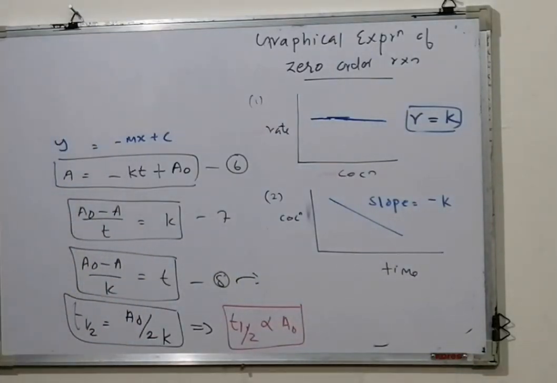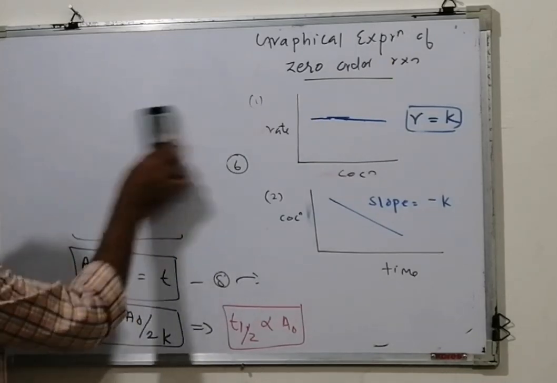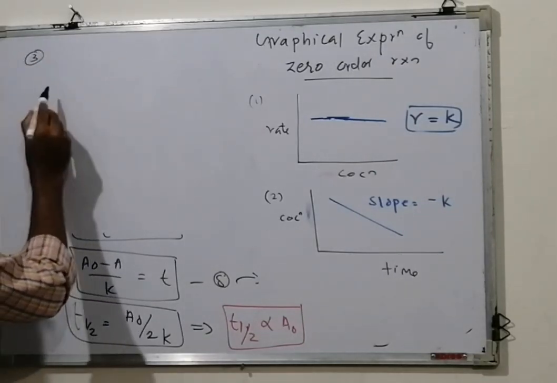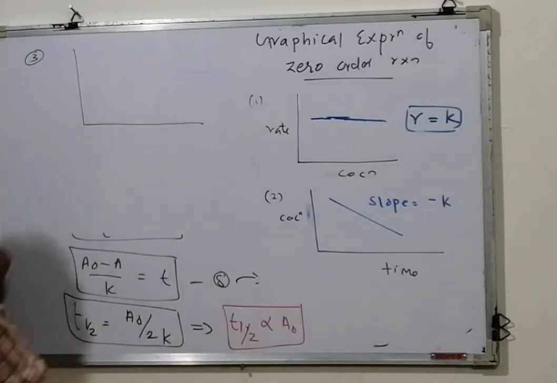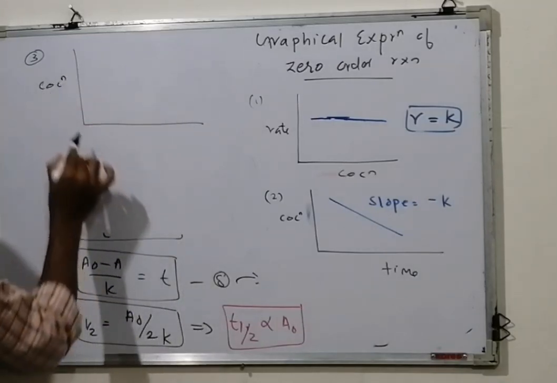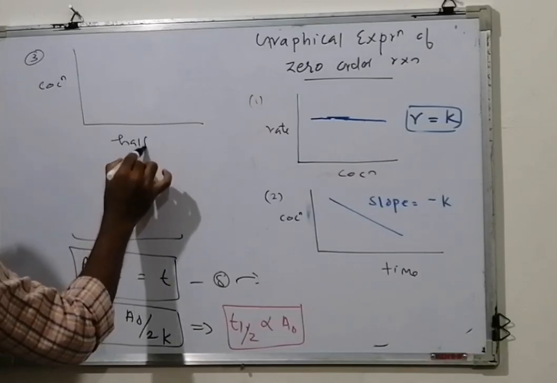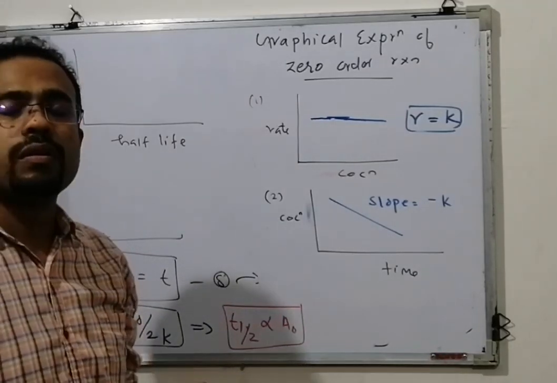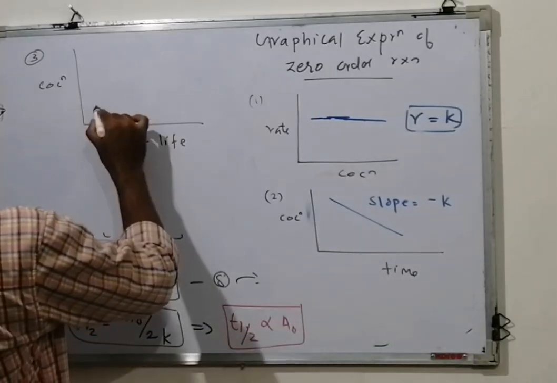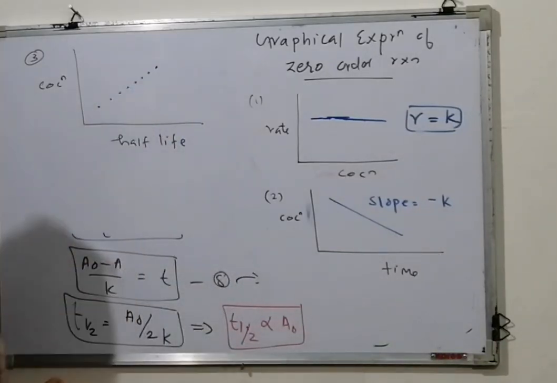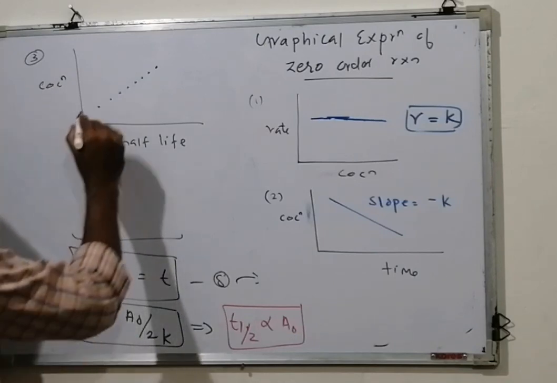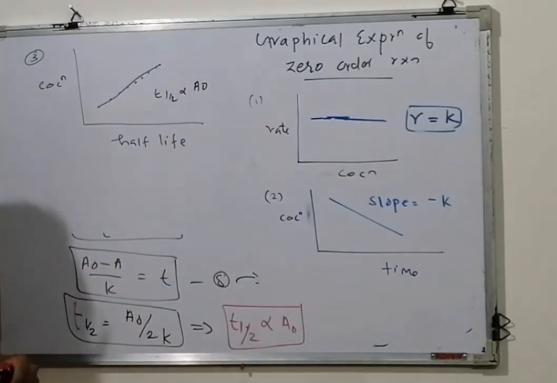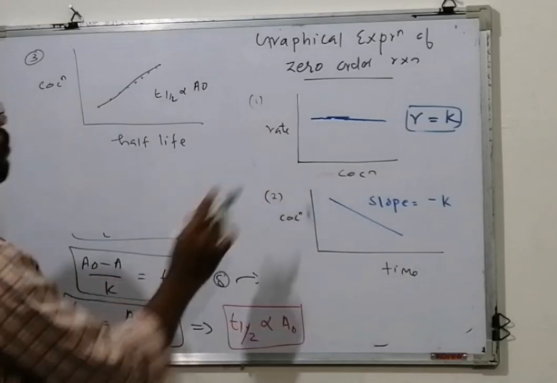Now, we can go to the third graph: concentration versus half-life of zero order. When concentration increases, half-life increases. Therefore, you will have a straight line graph like this because t half is directly proportional to A0. These three graphs are very, very important.